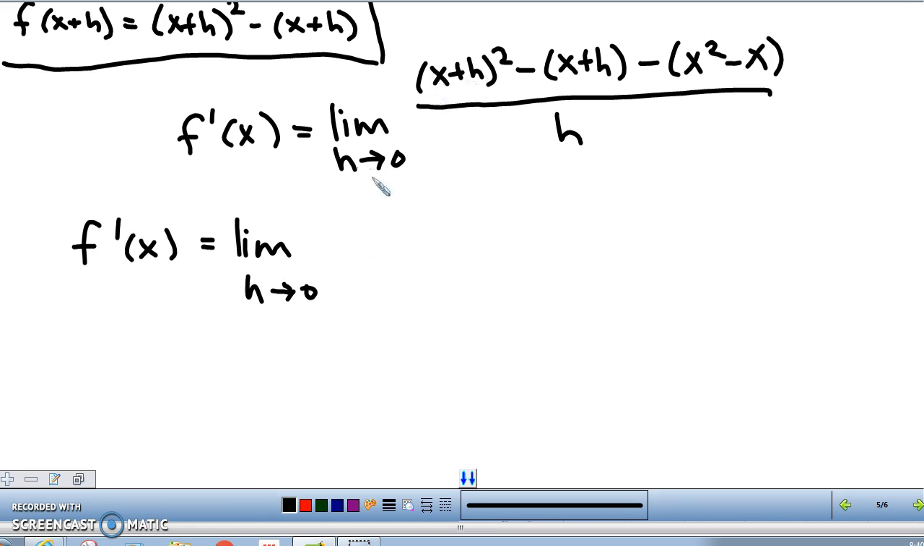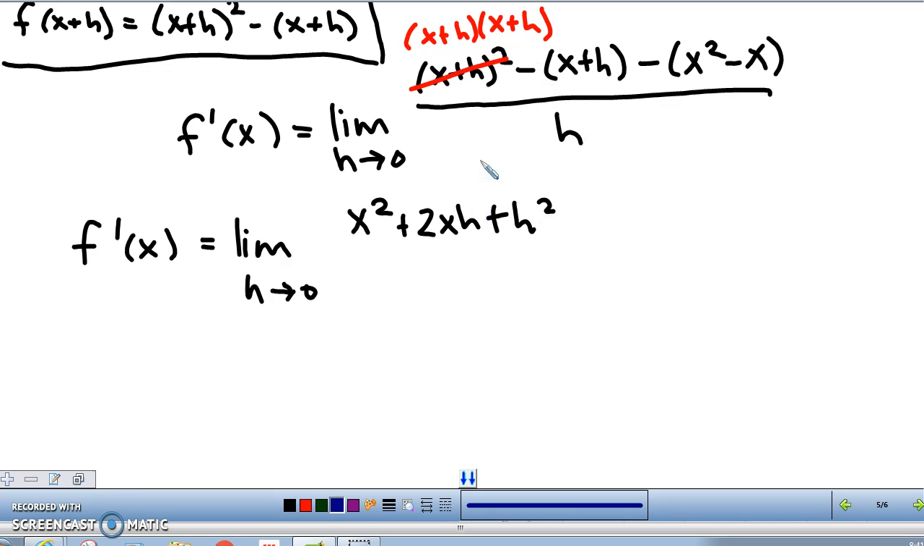Hopefully you're thinking expand and multiply. So not just expand x plus h times x plus h. That alone won't help, but multiply it. So you get x squared plus 2xh plus h squared.